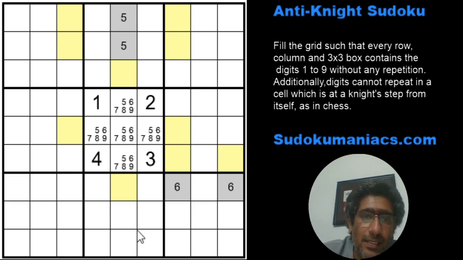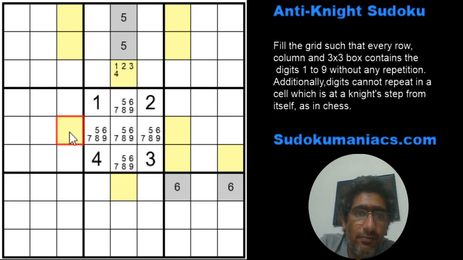What it means is the pencil marks in the plus sign of 5, 6, 7, 8, 9 can never be in any of these 4 yellow cells. So the yellow cells can only contain the digits which are there in the corner of the box, which is 1, 2, 3, 4. So we can safely go ahead and put the pencil marks of 1, 2, 3, 4. This is again assuming these 4 numbers are either given or have already been obtained in the grid. So we can safely go ahead and remove these possibilities.